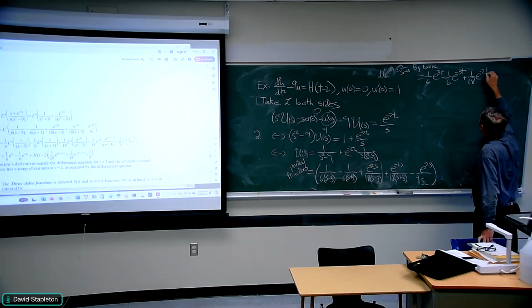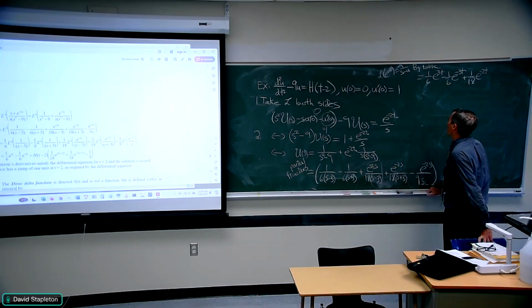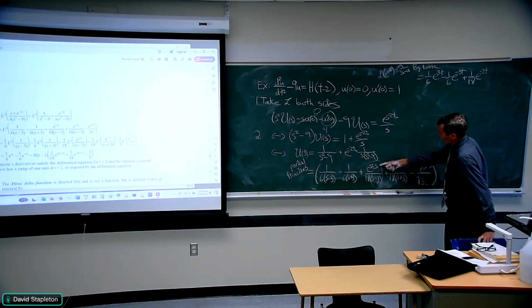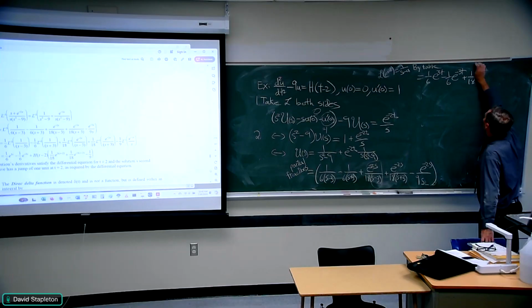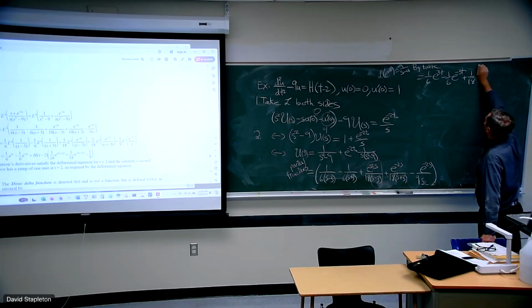E to the at times the inverse transform of what's left. No, I'm getting this wrong. This is a shift. You shift 2 units. It's h of t minus 2. Sorry, h of t minus. I don't think that's a shift. Yeah, I'm messing it up here.